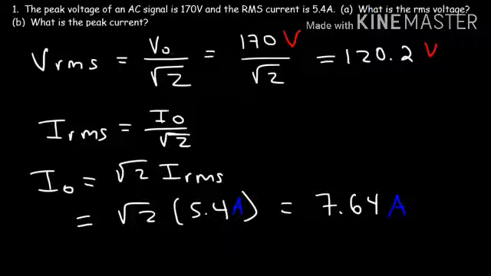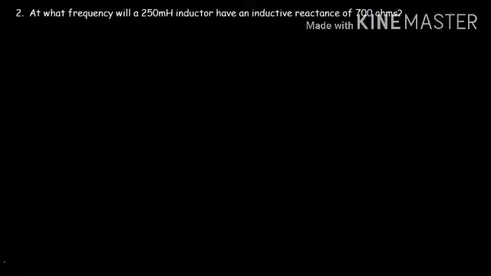So the peak current is always greater than the RMS current. And the RMS voltage, or the RMS current, is always less than the peak value.